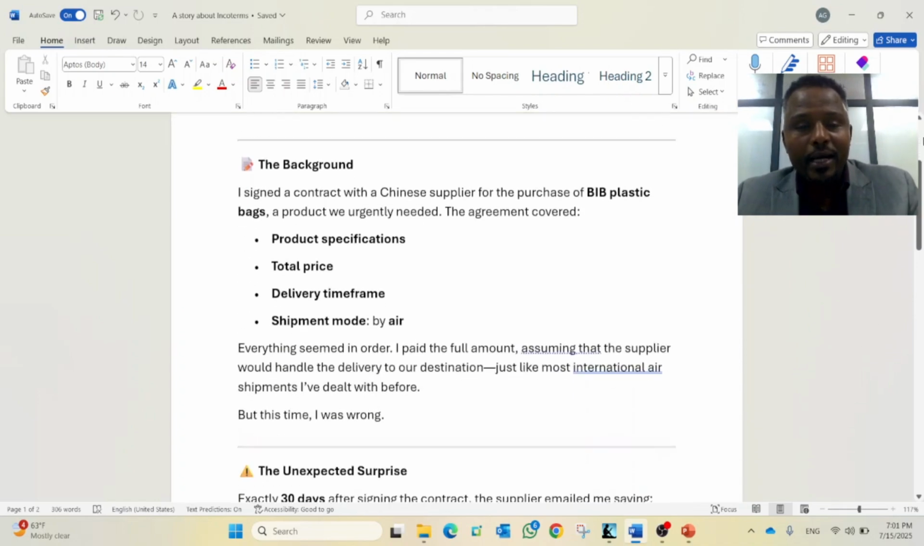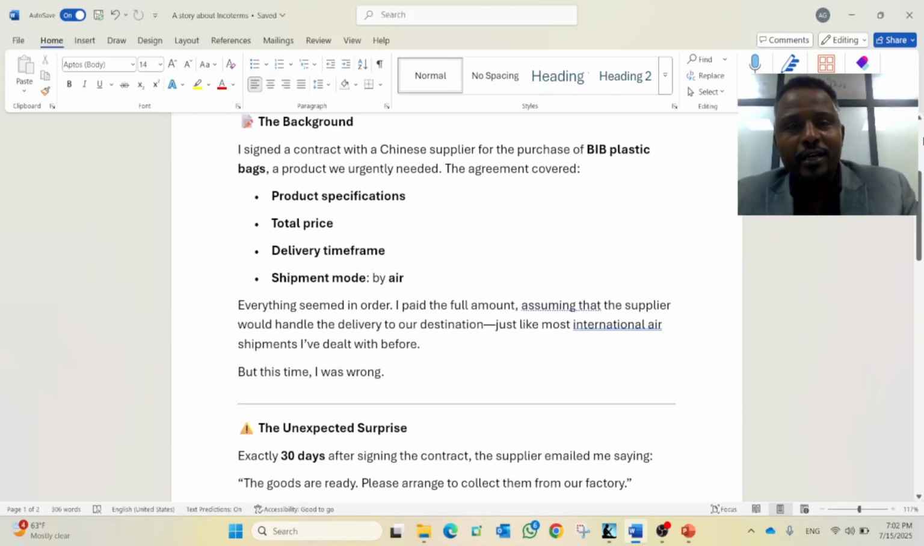Let me give you the background. I signed a contract with a Chinese supplier for the purchase of plastic bags, a product we urgently needed. The agreement covered the product specification, unit price, total price, delivery time, and shipment mode. It was, I think, by air. I remember that everything seemed in order. I paid the full amount, assuming that the supplier would handle the delivery to our destination, just like most international air shipments I have dealt with before. But this time I was wrong.